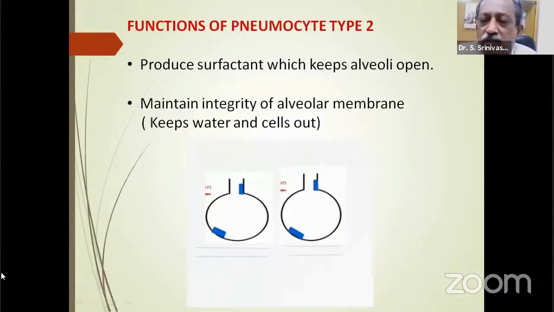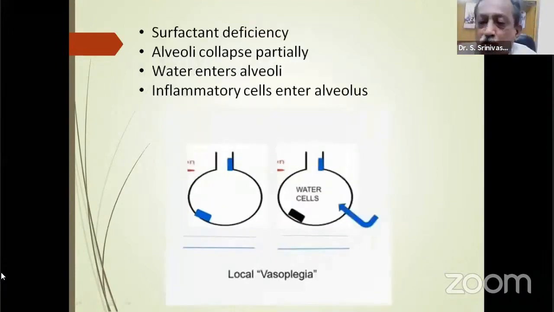When the type 2 pneumocyte is getting affected after some days, what will happen? We'll see now. You can see the type 2 pneumocyte is getting affected, so the surfactant goes down. That means the alveoli has to go for complete collapse. But fortunately or unfortunately, it is not happening because the integrity of the alveolar membrane is being lost. So a lot of water and inflammatory cells come into the alveoli. That's what the blue dots show.